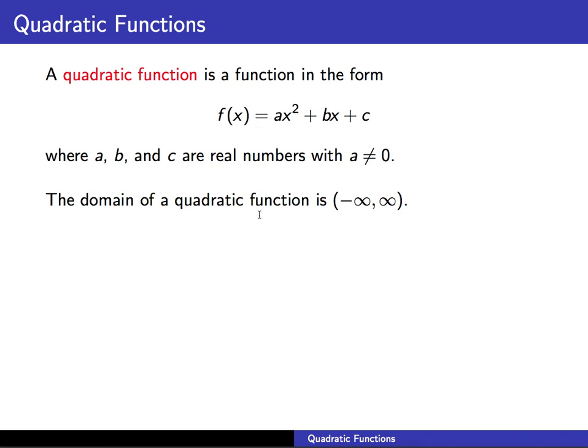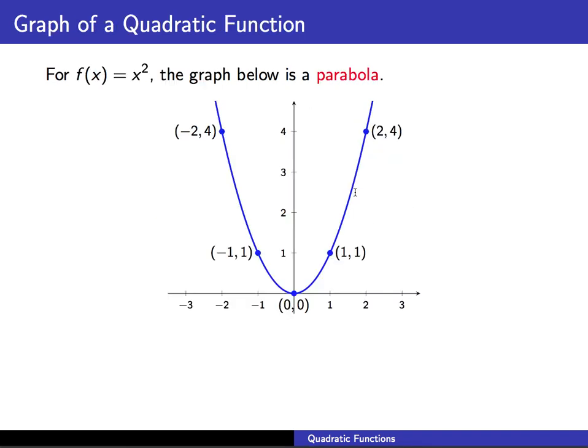You might remember some of this information from the quadratic formula. The domain of a quadratic function is all real numbers. In other words, you can input any number you want for x into a quadratic function and you'll get some output number in return. There are no restrictions at all for quadratic functions. So for f of x equals x squared, this is the graph below. It's called a parabola. So here are some points on the graph.